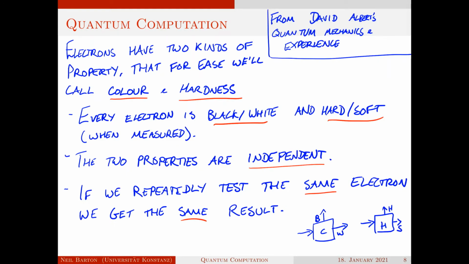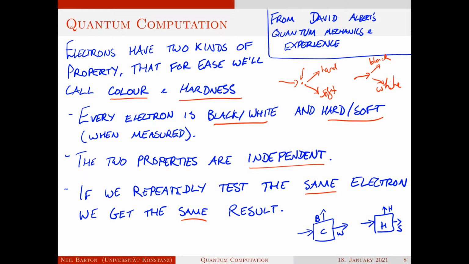Okay, to make this point, we'll consider an example from David Albert's Quantum Mechanics and Experience. We're going to talk about two properties of electrons. I'm going to call them color and hardness, but these are basically euphemisms for spin properties. Every electron is either going to be black or white, or hard or soft, when measured. So I have an electron, it comes in, I make a measurement, and either it's hard or it's soft if I test for that. Or if I'm testing for color, it's either black or white. Those are the only options for these two properties.